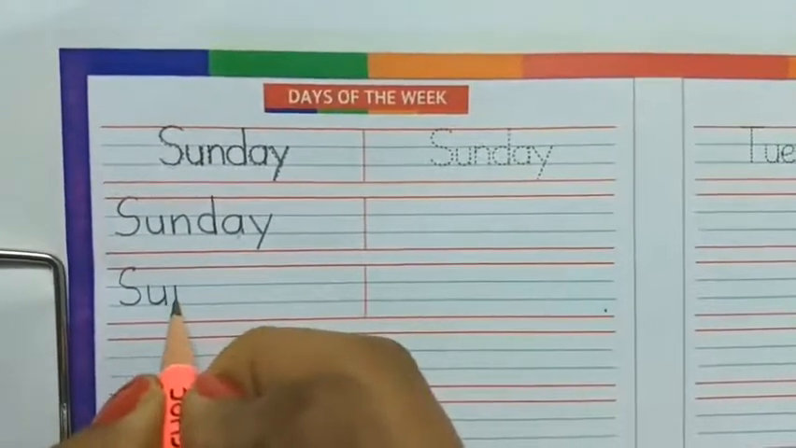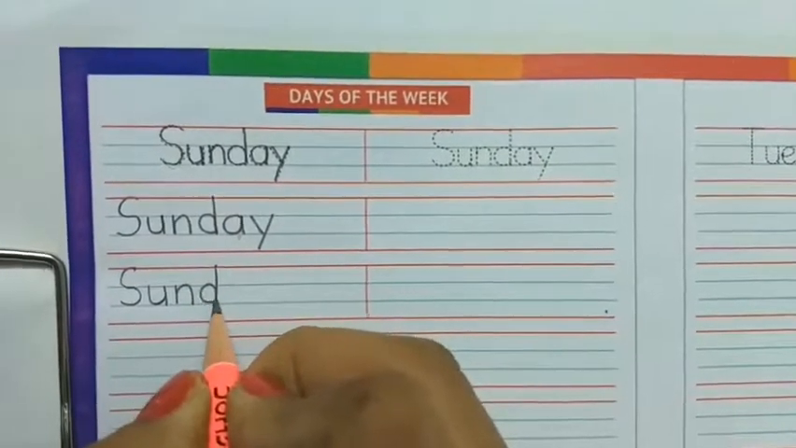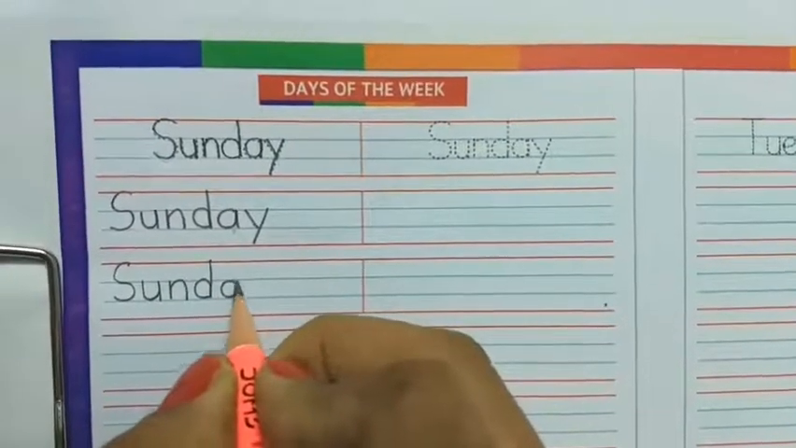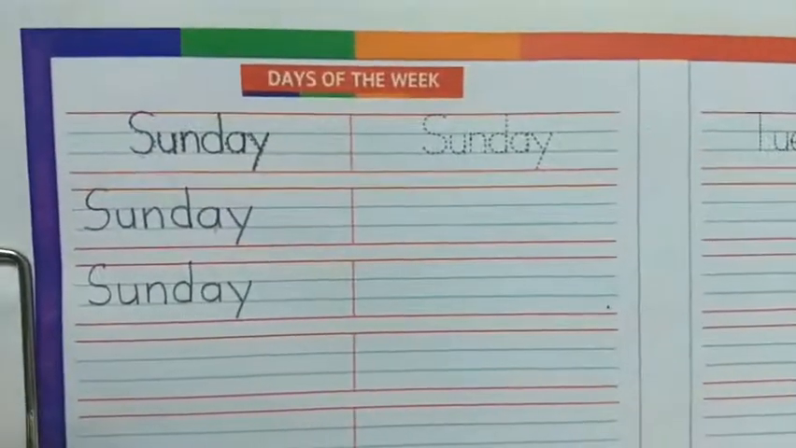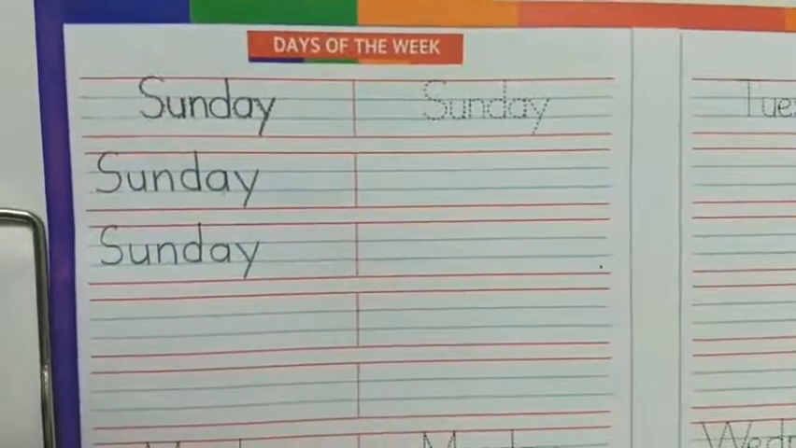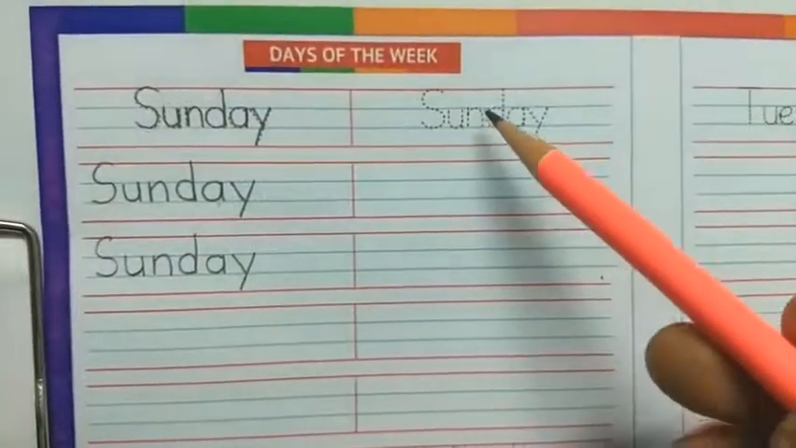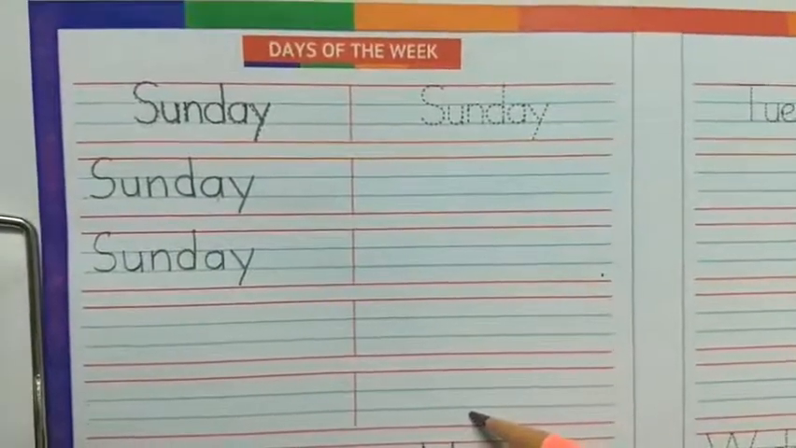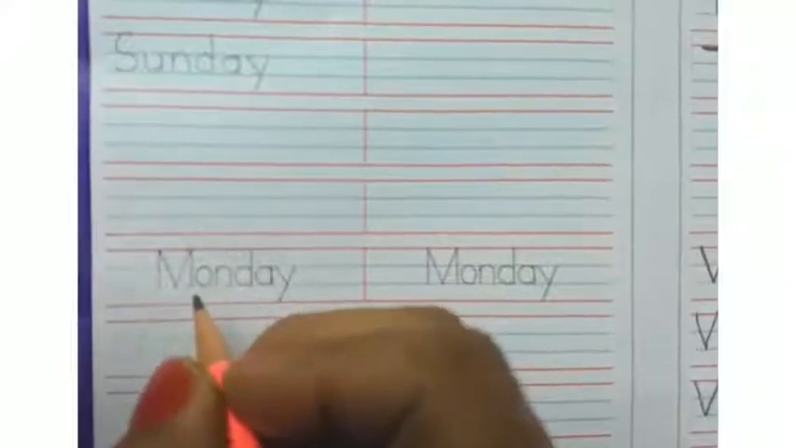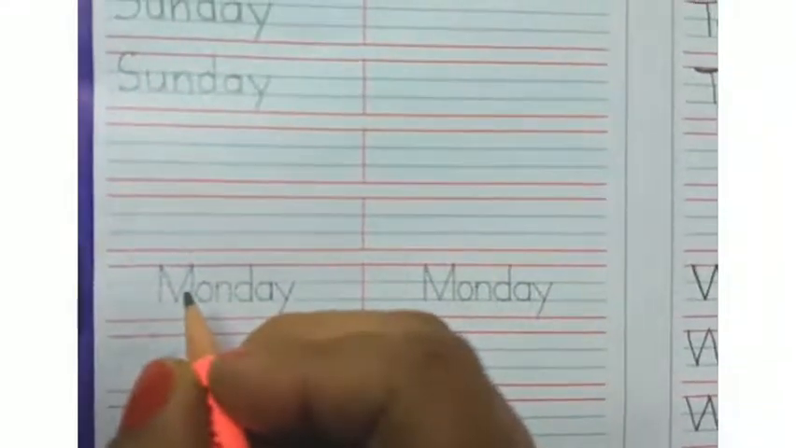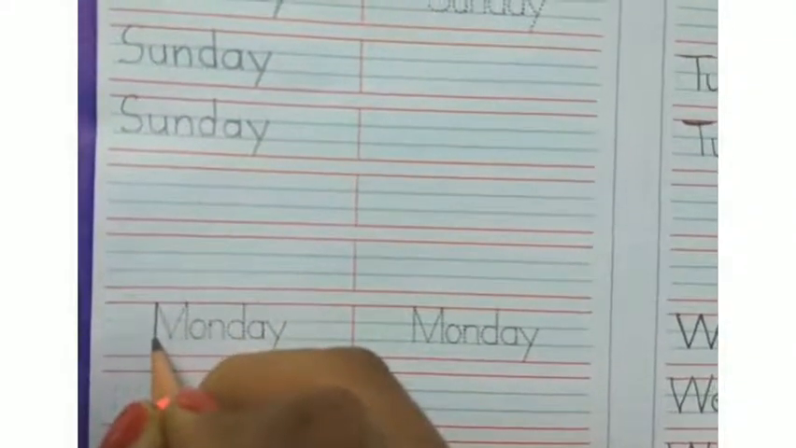U, N, D, A, Y. Sunday. So, in this way, you have to write in these two lines as well as over here. Now, after Sunday, Monday. So, first we'll trace here.